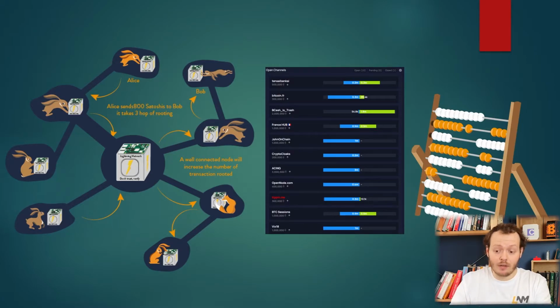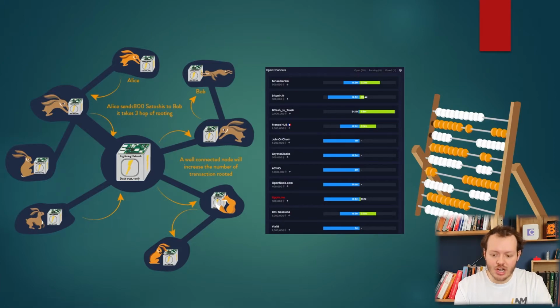Meaning that every single one of those little names with bars and numbers and colors, green and blue, is a channel that I have open with someone else. And as you can see, there are 10 channels. So like our Chinese calculators, I have 10 channels of liquidity with people because I've locked those bitcoins.